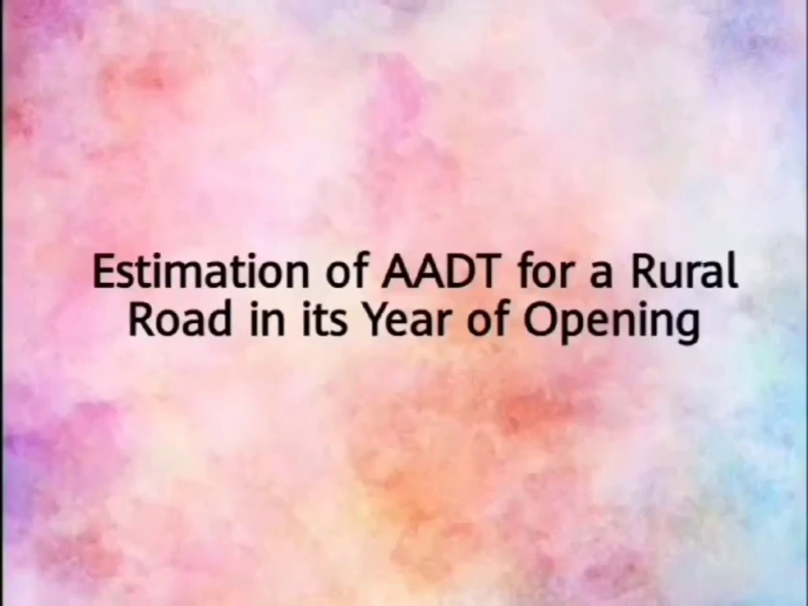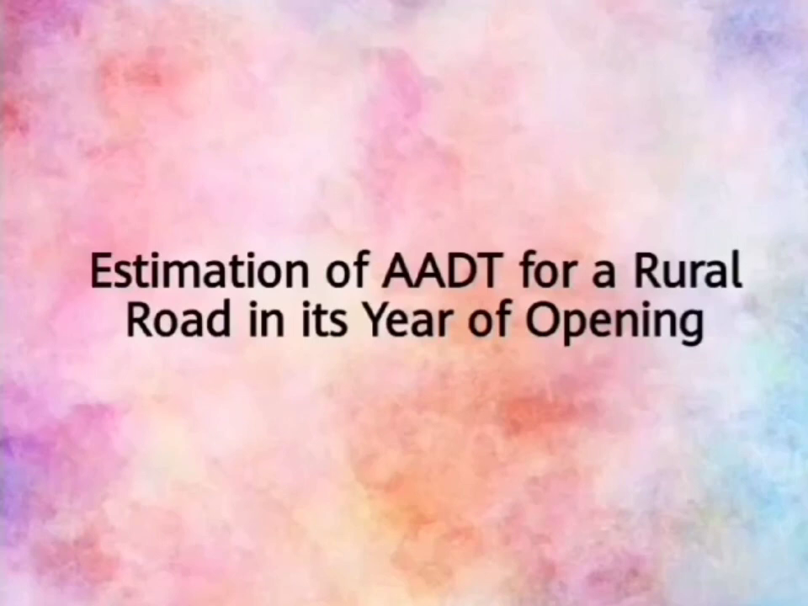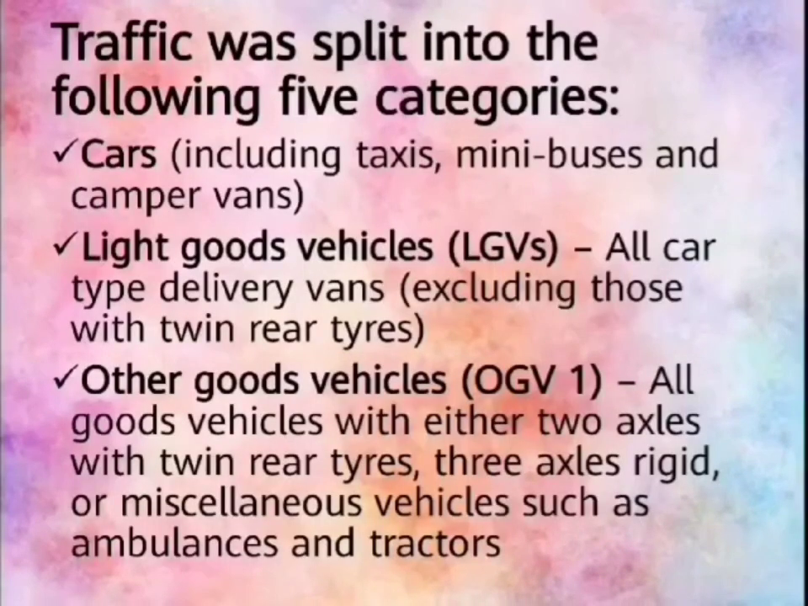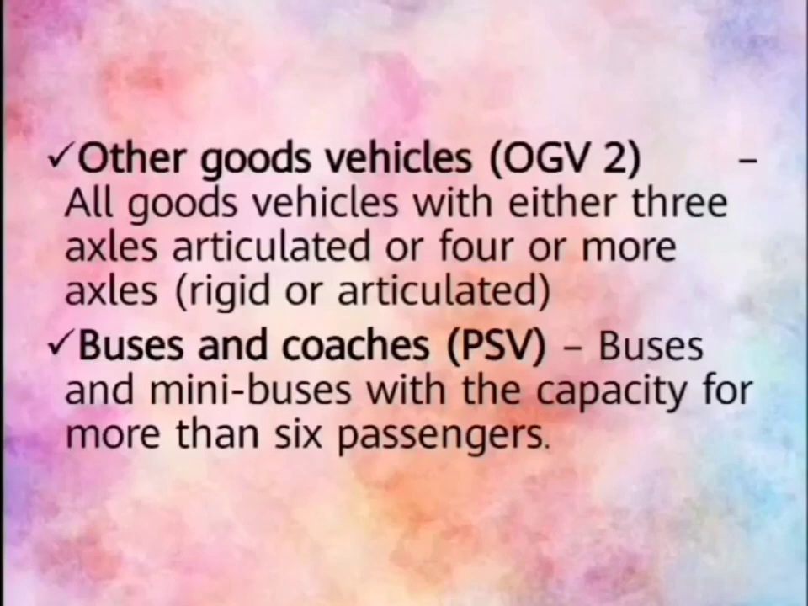Estimation of AADT for a rural road in its year of opening. Traffic was split into the following 5 categories. Cars, which include taxis, minibuses, and camper vans. Light goods vehicles, excluding those with twin rear tires. Other goods vehicles with either 2 axles with twin rear tires, 3-axle rigid, or miscellaneous vehicles such as ambulances and tractors. Other goods vehicles, all goods vehicles with either 3-axle articulated or 4 or more axles. Buses and coaches, buses and minibuses with a capacity of more than 6 passengers.